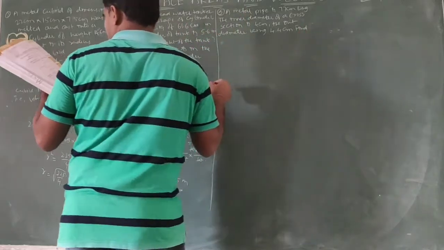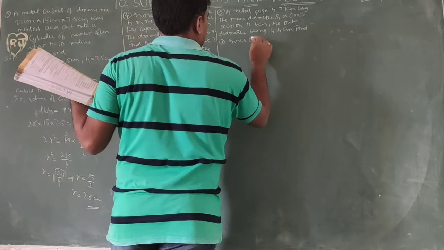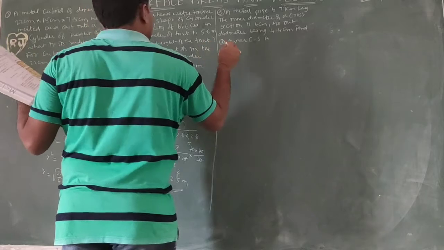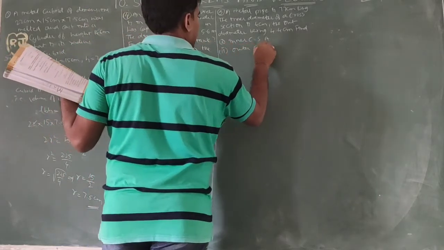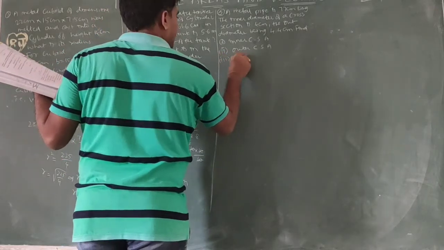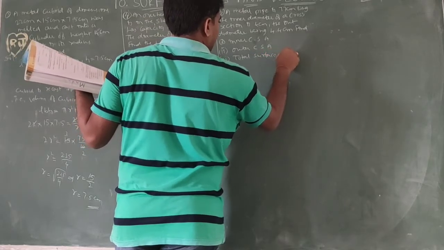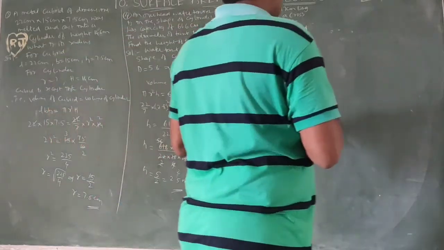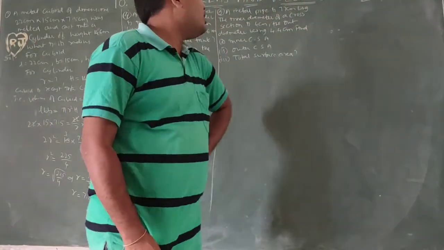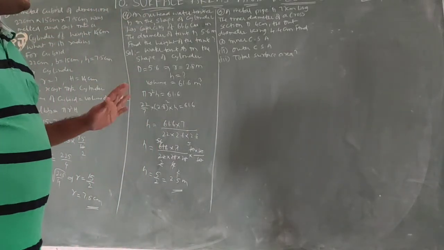Find first, the inner curved surface area, inner CSA. Second, outer CSA. Third, total surface area. Okay. So here the diameters are given. Inner diameter given, outer diameter given.